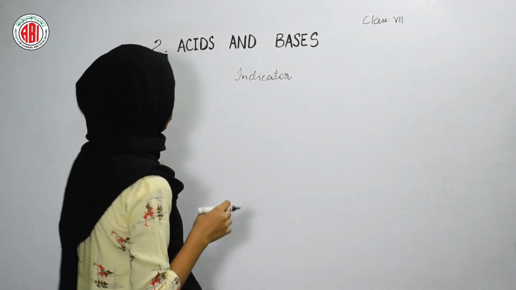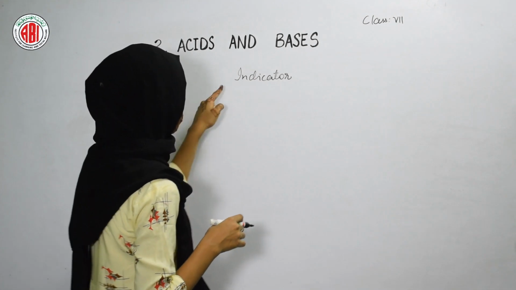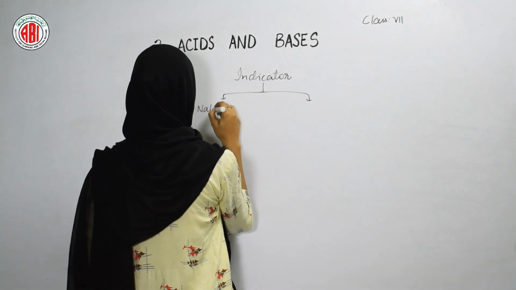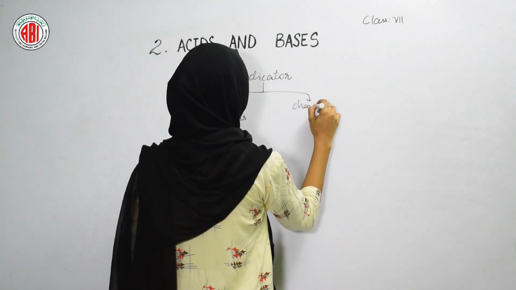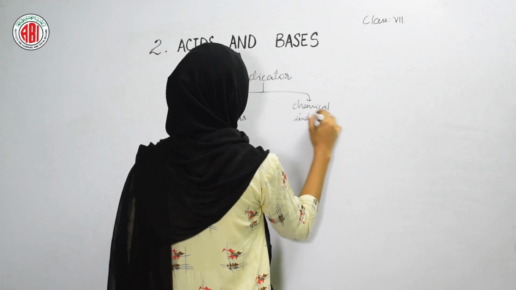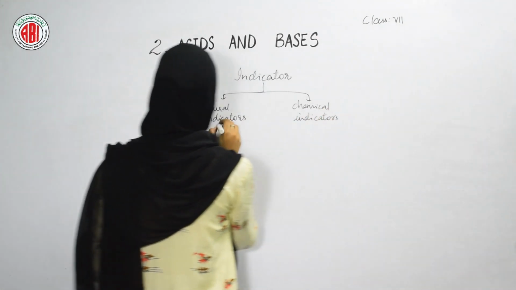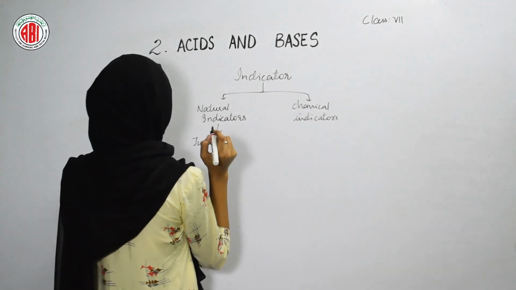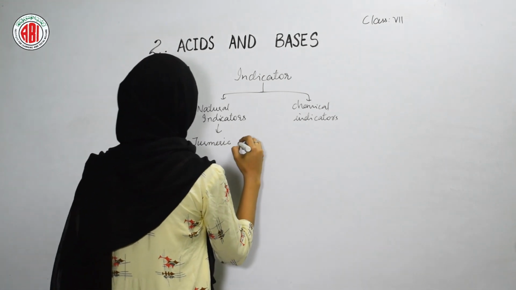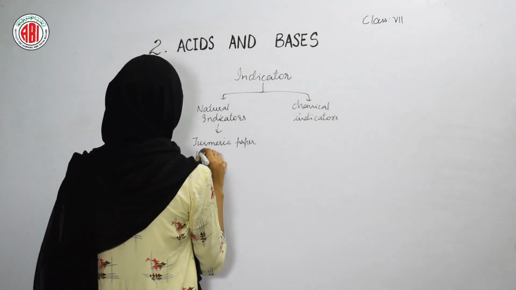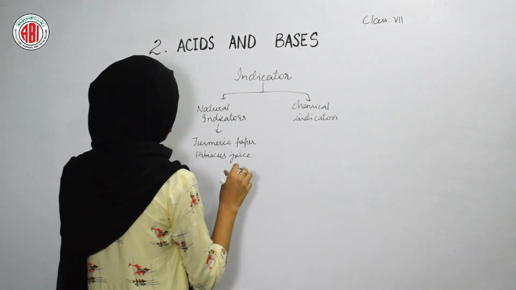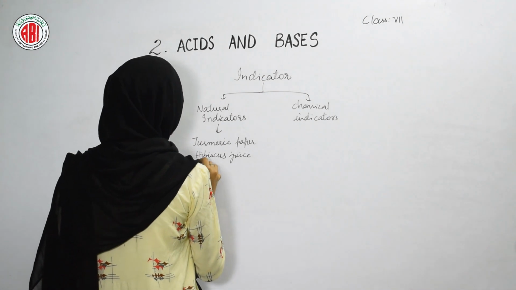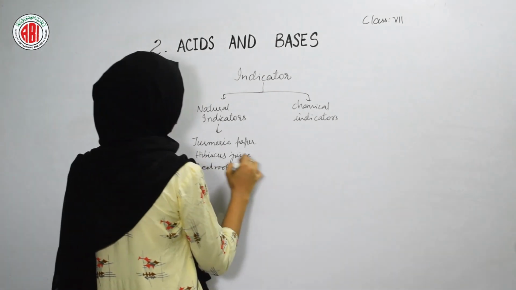So we need to test the nature of the substances by using the indicators, and indicators are of two types. They are natural indicators and chemical indicators. Natural indicators are the indicators that are obtained from plants. We have already discussed the examples of some natural indicators. Some examples of natural indicators are turmeric paper or hibiscus petals. The paper dipped in the hibiscus juice can also act as an indicator, and even the beetroot juice. So all these are natural indicators.